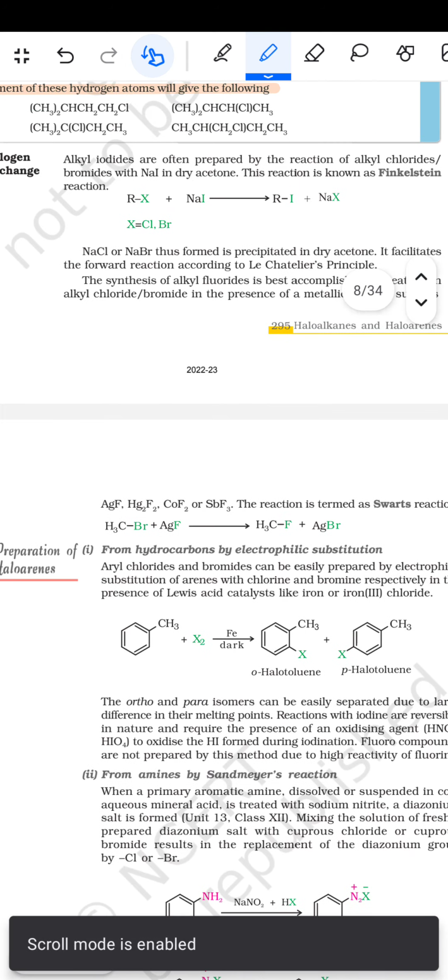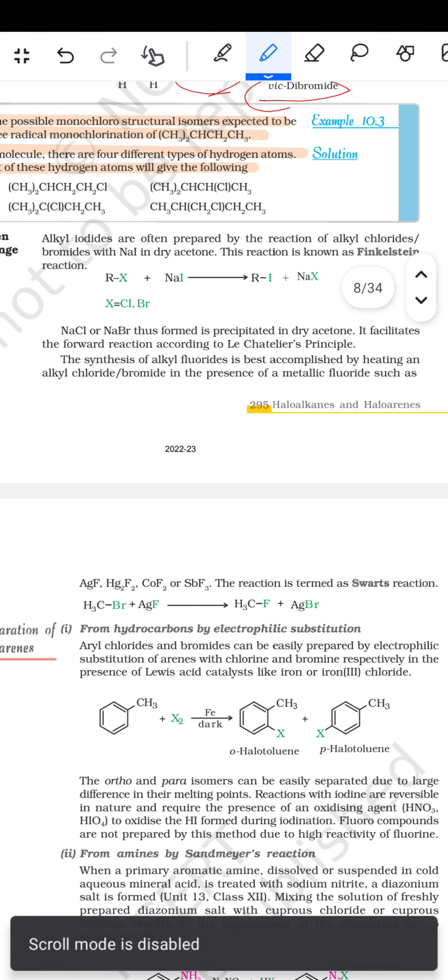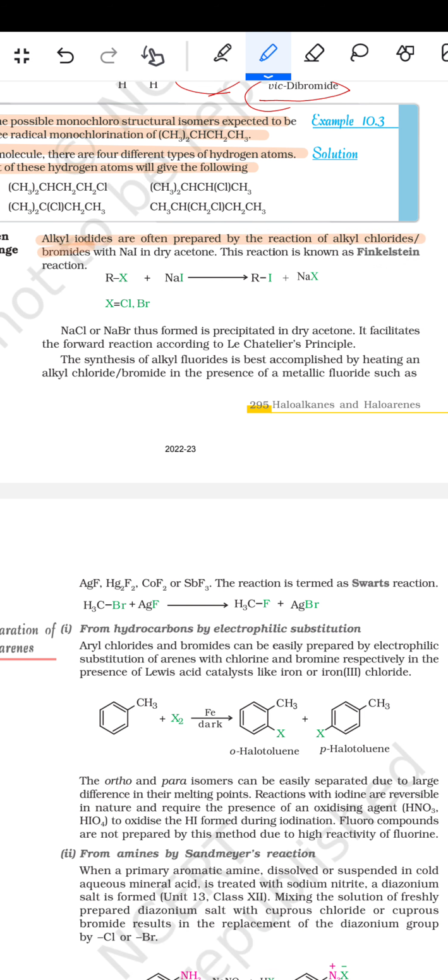The first is halogen exchange. Alkyl iodides are often prepared by the reaction of alkyl chlorides or bromides with NaI in dry acetone. This reaction is known as the Finkelstein reaction.